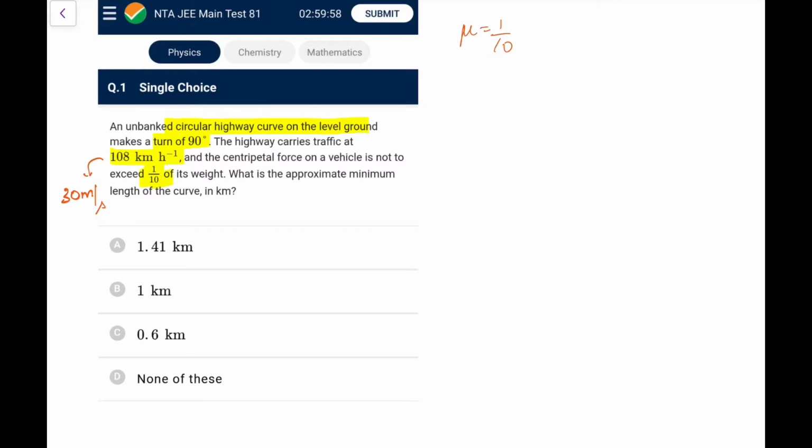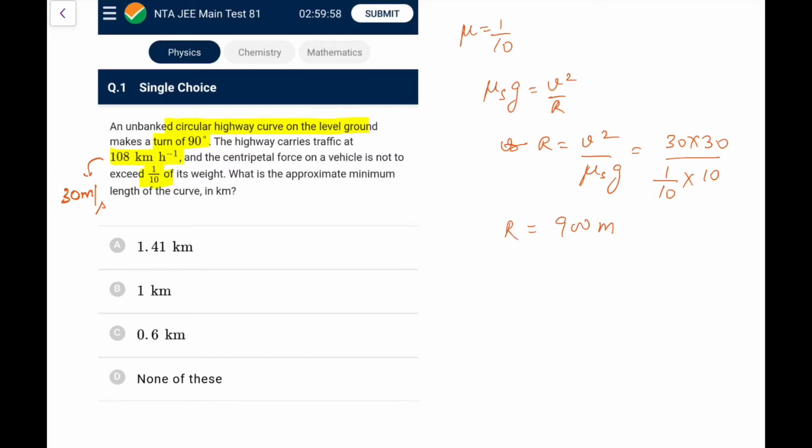So what we have, the centripetal acceleration would be mu sg. At max that should be equal to v square by r. So in the limiting case, the radius required is v square upon mu sg. That is 30 into 30 upon mu sg. Mu sg is 1 by 10 into 10, that would be equal to 1. So r is equal to 900 meters.